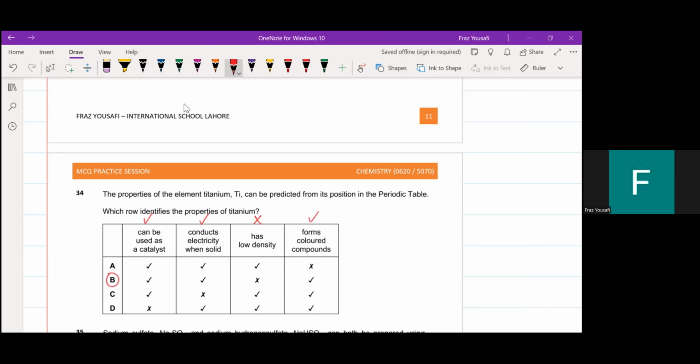Just so we're clear, why did I pause on B for a moment there? Technically, that's a property of all metals. Even though it mentioned that the property of titanium is to be predicted from its position, it then turned around and said, all right, what are the properties of all metals? And so we had to pick out what are the properties of titanium as an element. It is a metal, so it will conduct. So again, B would also have a tick here.